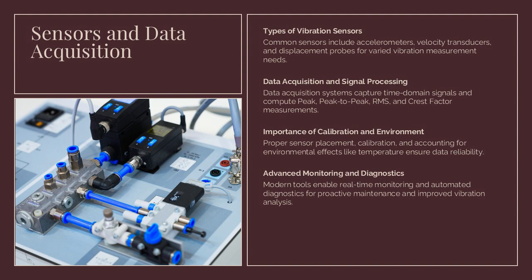Proper sensor placement and calibration are critical to ensure reliable data. Analysts must also consider environmental factors such as temperature and electromagnetic interference, which can affect readings. Leveraging modern technology enhances the accuracy and efficiency of vibration analysis.